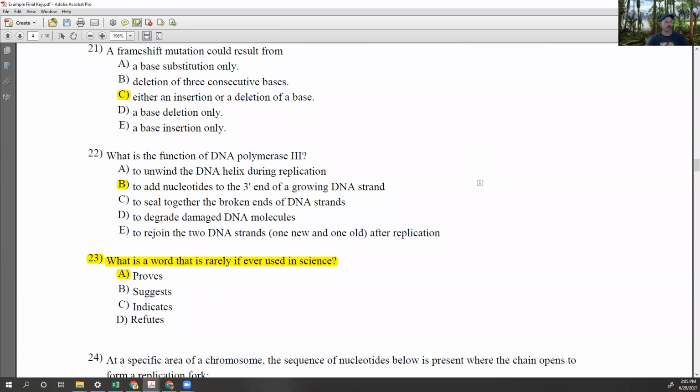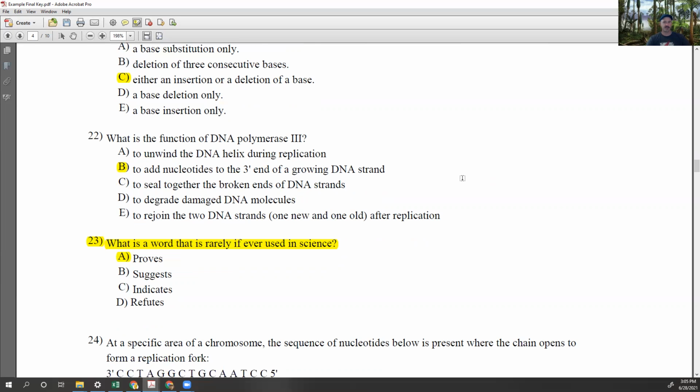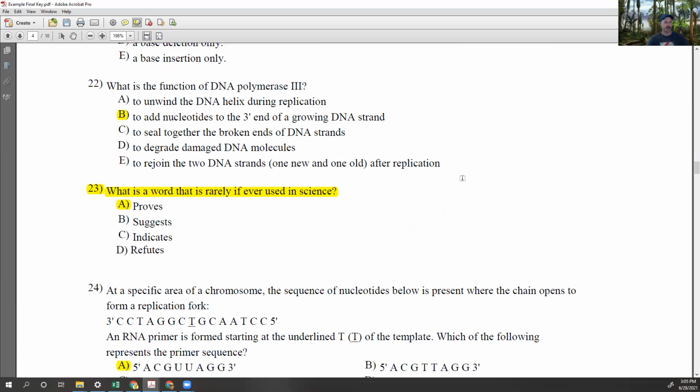What is the function of DNA polymerase 3? The best answer is to add nucleotides to the growing 3' end of a DNA strand. That's the function of 3. Now 2, we already mentioned the purpose of that. It removes the primer and replaces it with DNA.